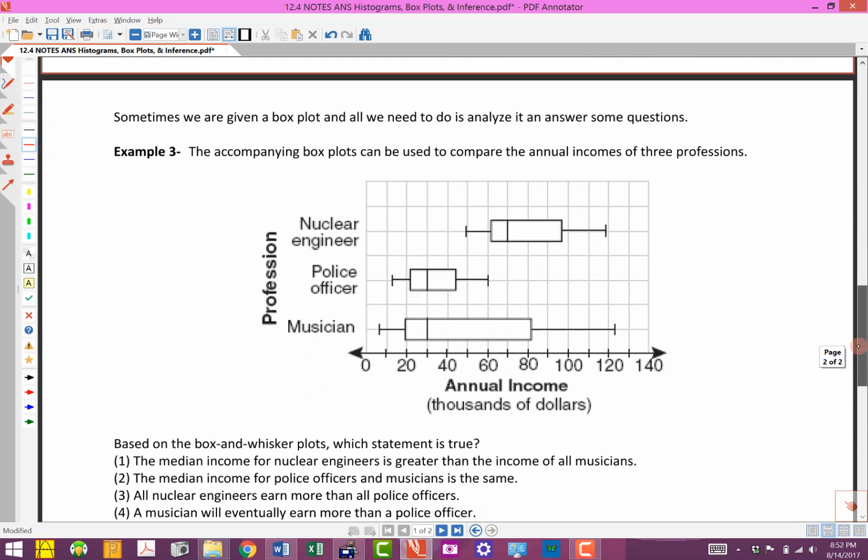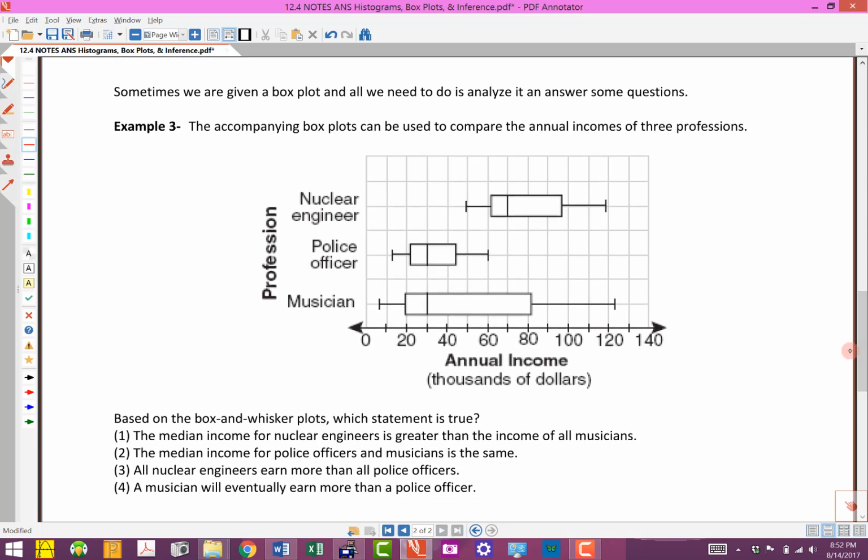The next thing we're going to do when we flip it over is we're going to look at some of these. There are times where you'll just be given a box plot or some sort of display, and you're going to be asked to answer some information about it. So let's take a look at example 3. It says the accompanying box plots can be used to compare annual incomes of 3 professions. So we've got nuclear engineers, police officers, and musicians. We've got a box plot for each one of them.